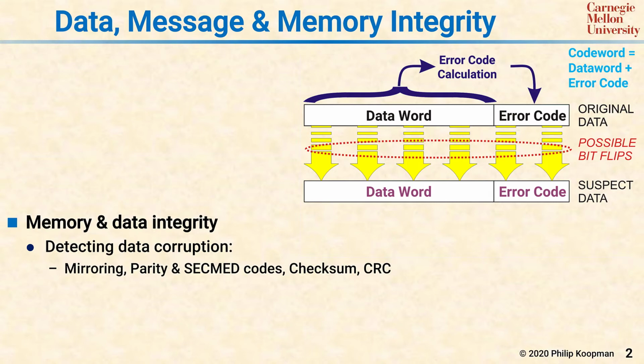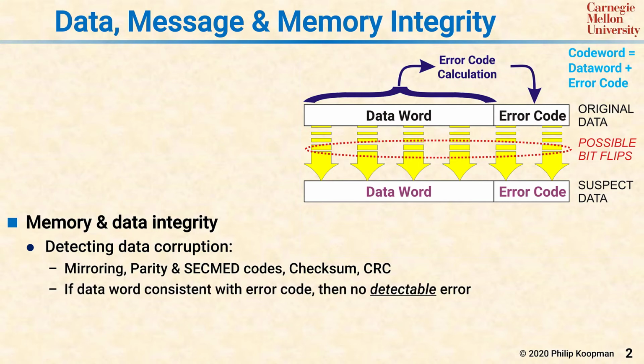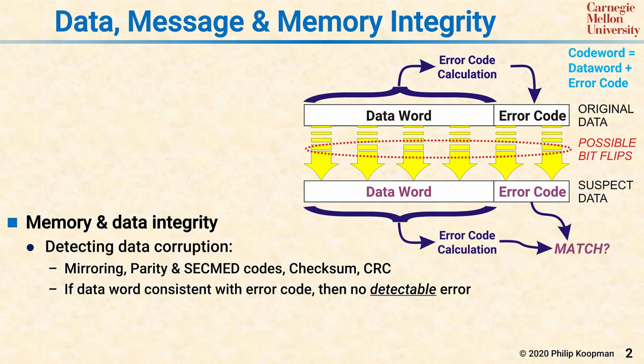The whole point of data integrity is to make sure that the suspect data that may or may not have an error in it actually matches the original data. You do this by taking the data word, performing another error calculation, typically the same error calculation you performed in the beginning, and you match that against the error code. And you say, well, if the computation of the error code based on the received data word matches the error code that was also received, then most likely no memory corruption has occurred.